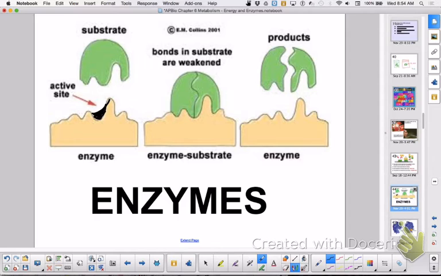The active site is critical, okay? So on your notes, where you have active site, it's part of the enzyme that binds temporarily with the substrate. Any factor that alters the active site, like temperature or pH or an inhibitor, can change the shape of the enzyme and its functionality. And then an enzyme can become denatured.